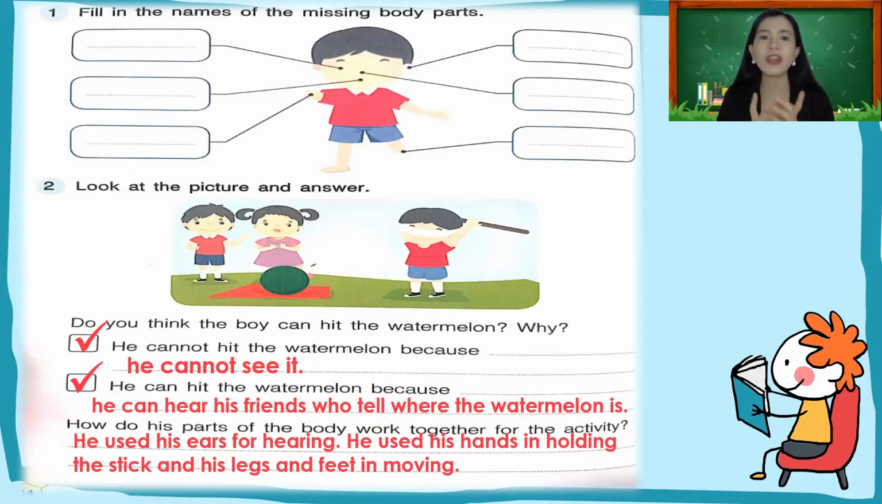Class, if you are finished answering your activity and homework, you take a picture of your activities and then send it to the line group, okay? So you have to finish all your activities and homework and then send it to the line. I am going to start checking it now, okay?